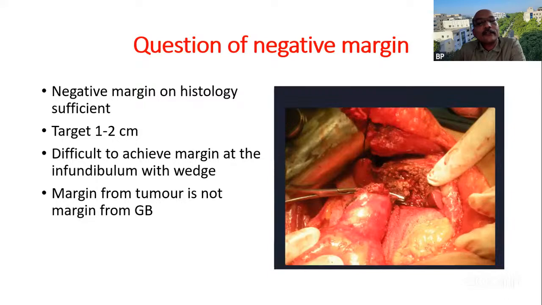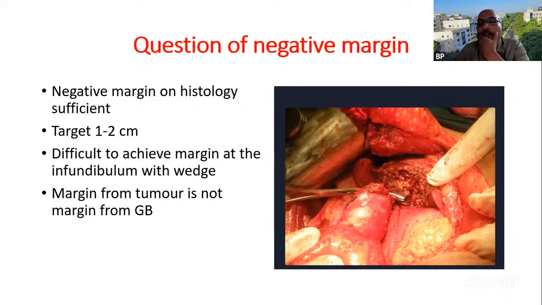So a question of negative margin on histology is basically sufficient even for carcinoma gallbladder. When you target a surgical negative margin, and a histological negative margin, both are different. So you cannot achieve a negative margin by just targeting a negative margin of surgery. So you have to resect more. And margin from the tumor is not margin from the gallbladder.